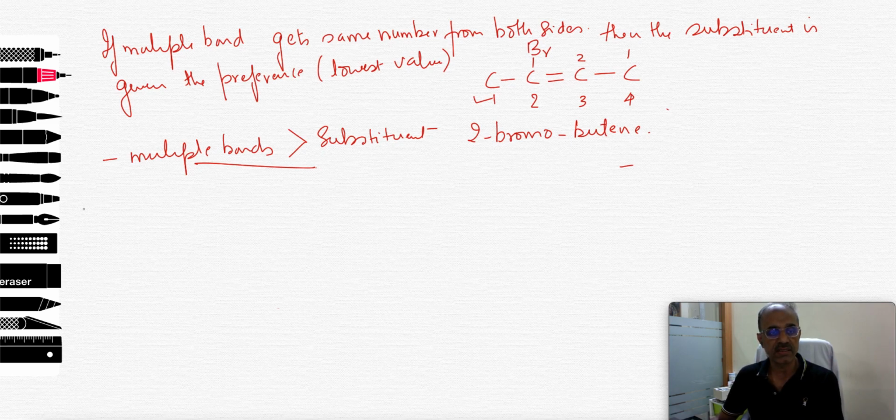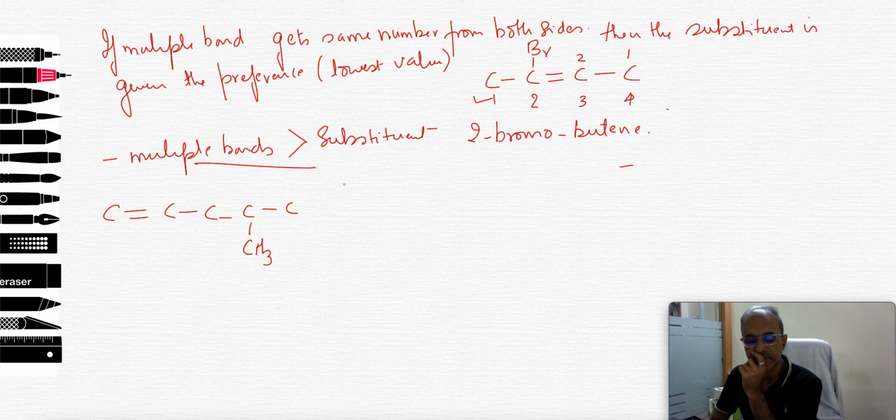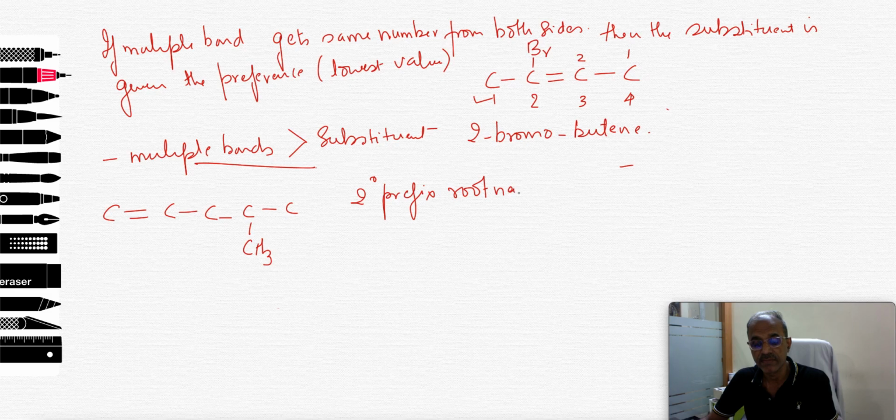Fine. Okay. A couple of examples we will see. Suppose C double bond C dash C dash CH3 dash C. First, the secondary prefix. The secondary prefix will be given the first preference, then the root name, and then the primary suffix. Right? Primary suffix.